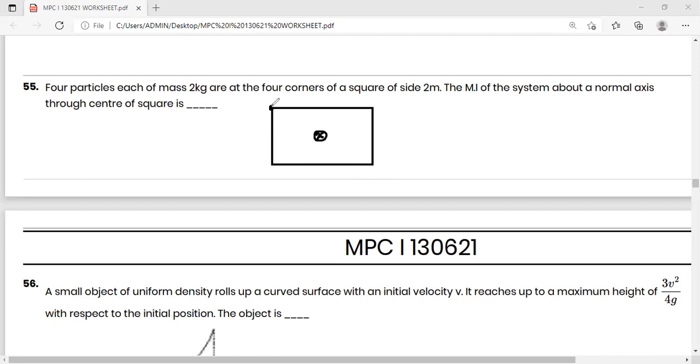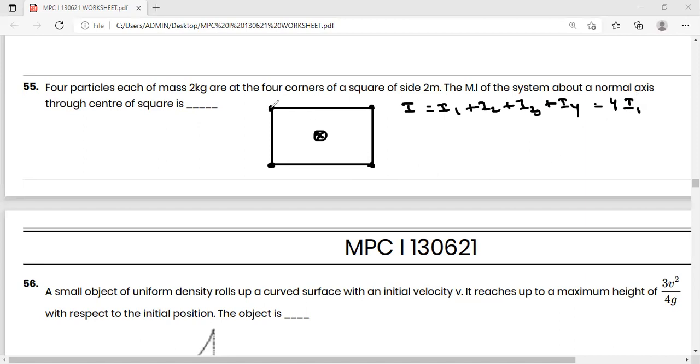You should not consider the masses of the side rods here. Just take only the 4 masses at the 4 corners. So in this particular case, the total moment of inertia is the sum of the moment of inertia of the first particle plus I2 plus I3 plus I4. Of course, all the masses are at the same distance from the center, so you can simply take 4 into I1.